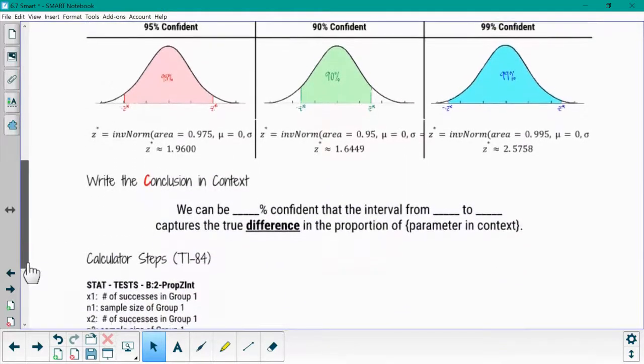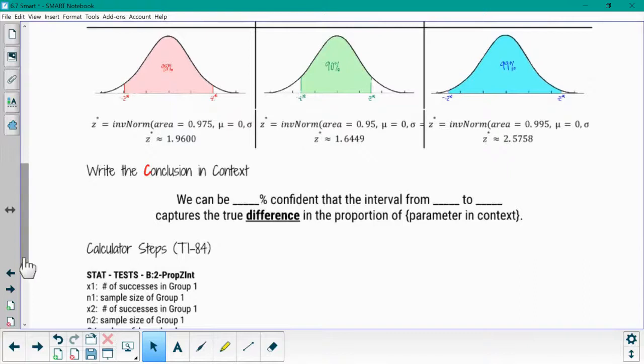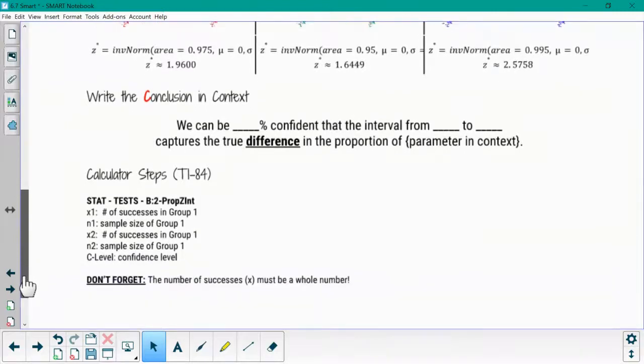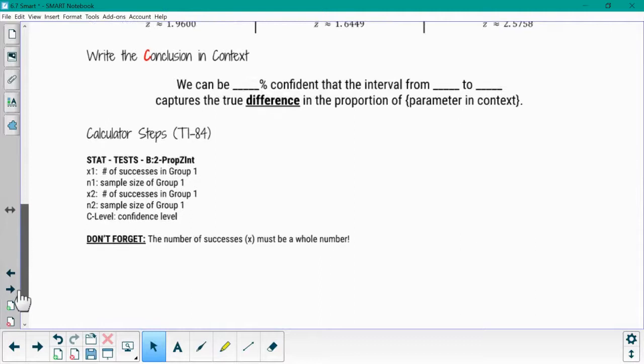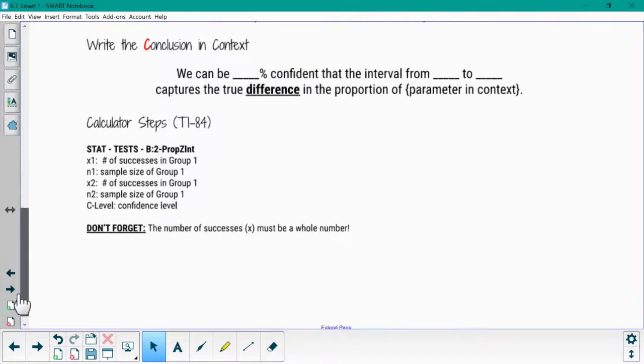Last thing you have to do is go ahead and write your conclusion in context. So we can be however many percent confident that the interval from blank to blank captures the true difference. Key word here, make sure you're talking about the difference in the proportions of whatever the context of the question is. So last thing before we actually get into problems, I will be showing you how to do them by hand, but I'm going to follow up with how to verify in the calculator.